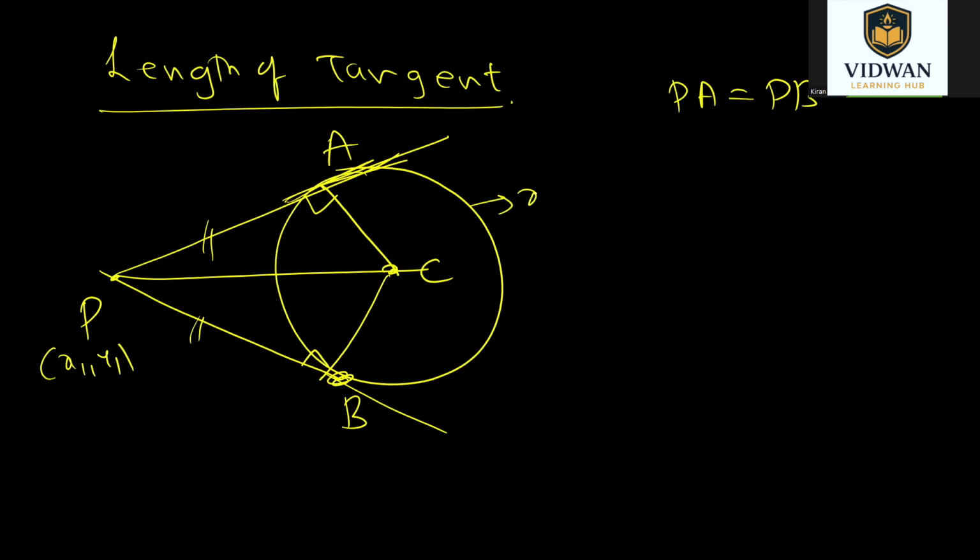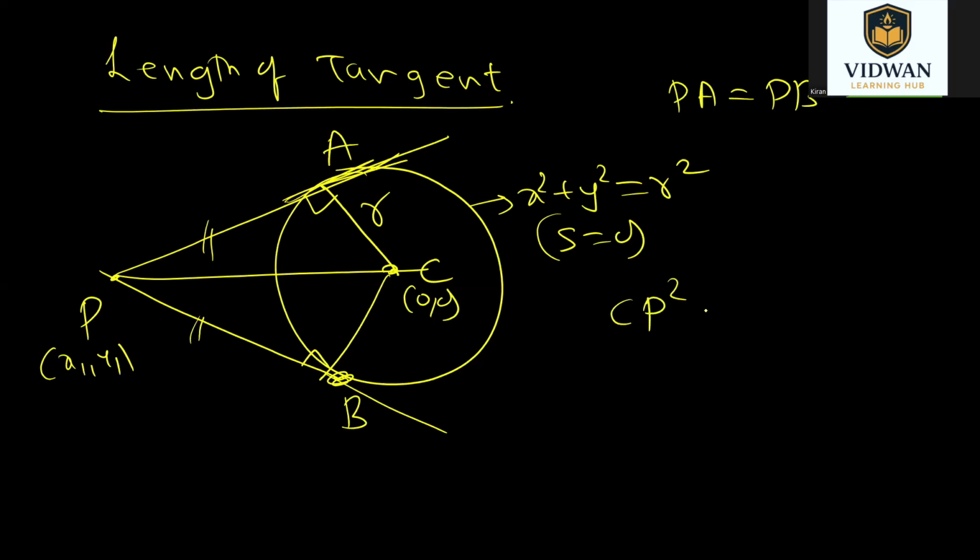So just for easy calculation, we'll again take x square plus y square equal to r square, and name it as S equal to 0. The purpose of writing S equal to 0 is, even if I change the circle, that result will be valid if I use the notation of S. So r is the radius, and suppose the center is origin. By Pythagoras theorem, CP square should be equal to PA square plus r square.